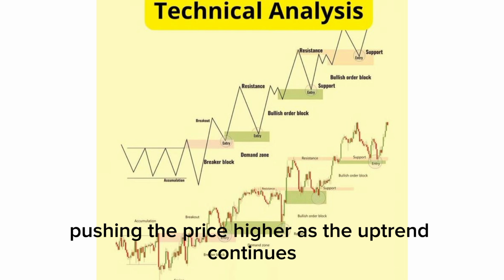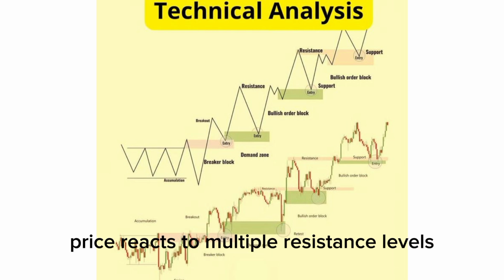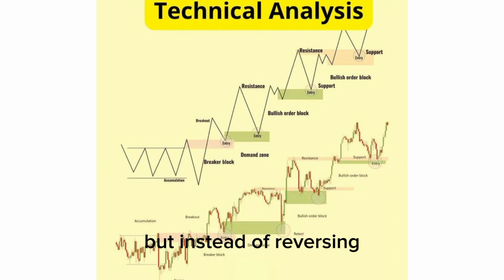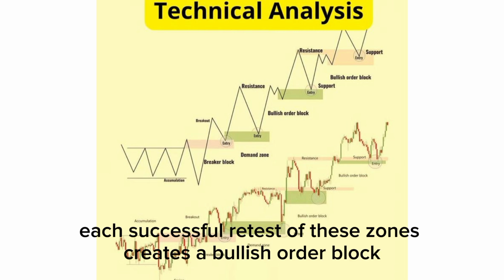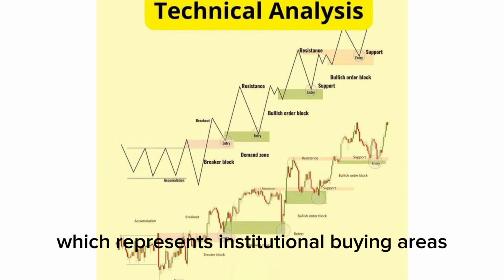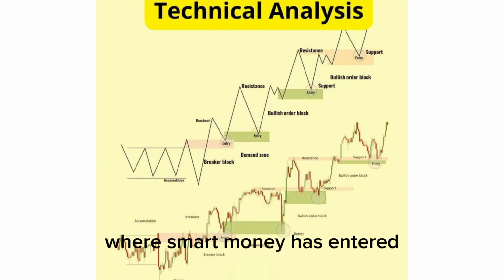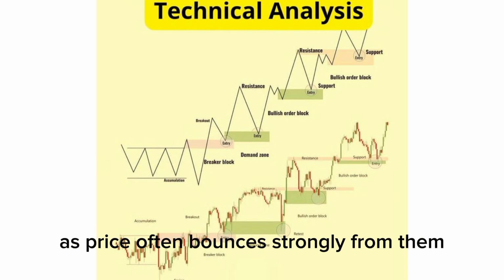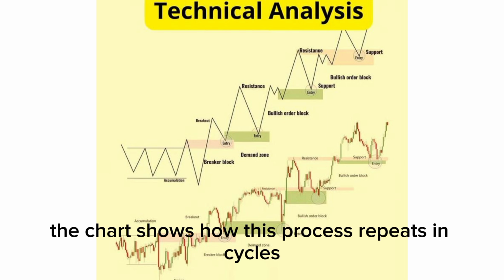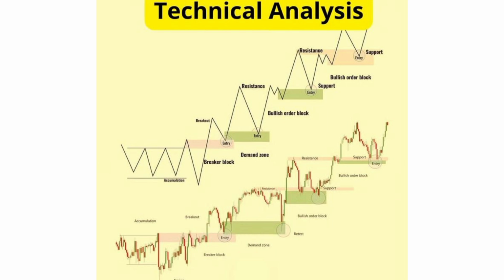As the uptrend continues, price reacts to multiple resistance levels, but instead of reversing, these resistances turn into support zones after breakouts. Each successful retest of these zones creates a bullish order block, which represents institutional buying areas where smart money has entered. These blocks are key zones for traders to find new entries, as price often bounces strongly from them. The chart shows how this process repeats in cycles.